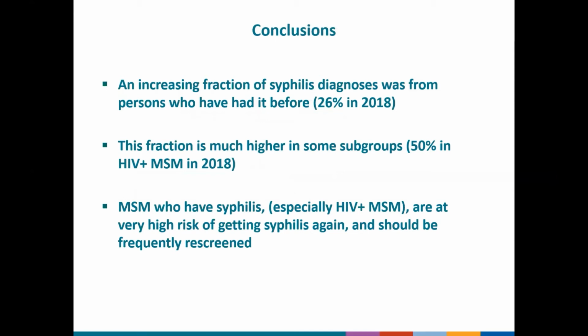So in conclusion, an increasing fraction of syphilis diagnoses was from persons who had had it before. 26% of all cases in 2018 were from repeaters. This fraction is much higher in some subgroups. Fully 50% of HIV positive MSM in 2018 were repeaters. MSM who have syphilis, especially HIV positive MSM, are at very high risk of getting syphilis again and should be frequently rescreened.